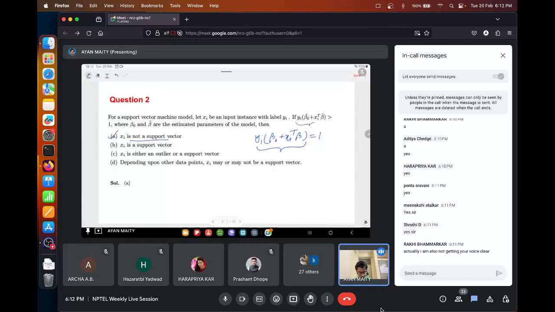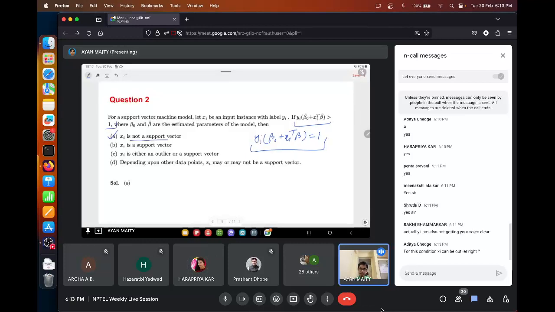For this point xi, this condition is already given, so it doesn't depend on other data points whether xi is a support vector or not. For support vectors, this condition must hold true: yi times (beta 0 plus xi transpose beta) equals 1. It has to be equal to 1 for a support vector. That statement is not for other data points, only for this one. The question is only for xi, where this condition is given, that the functional margin is greater than 1.